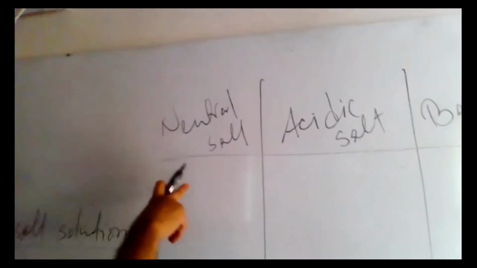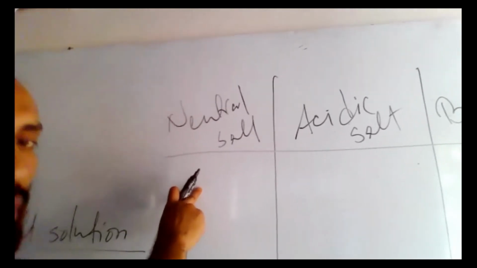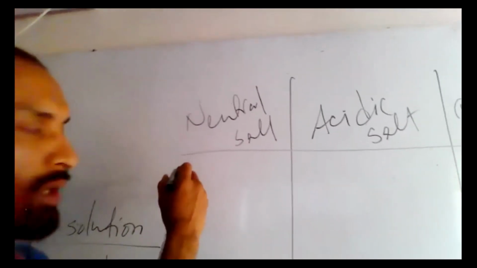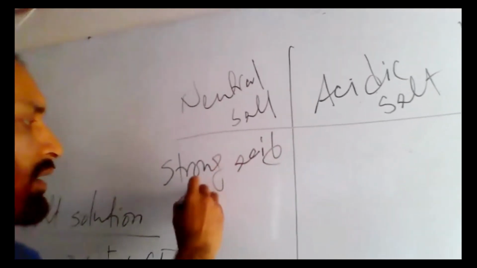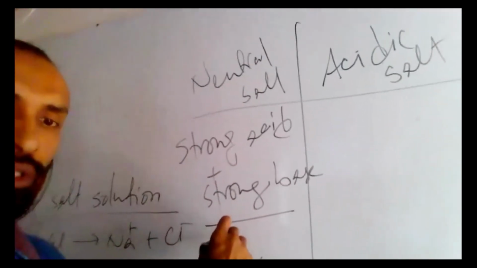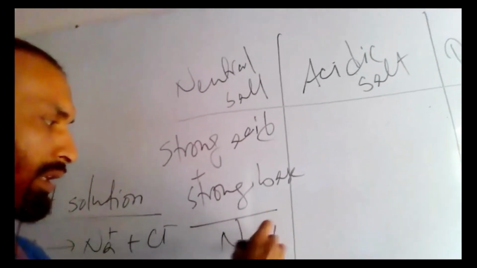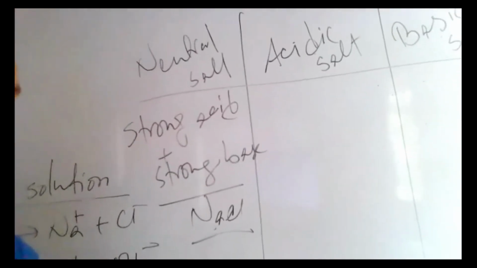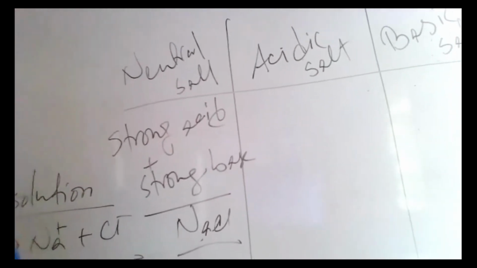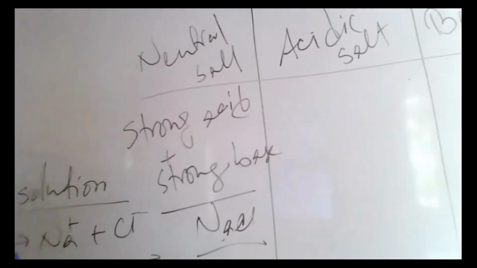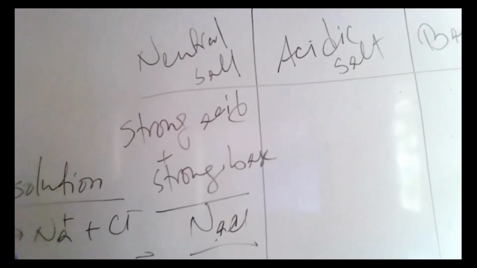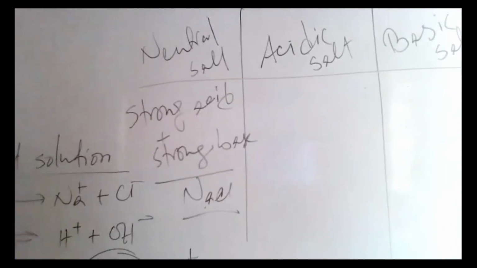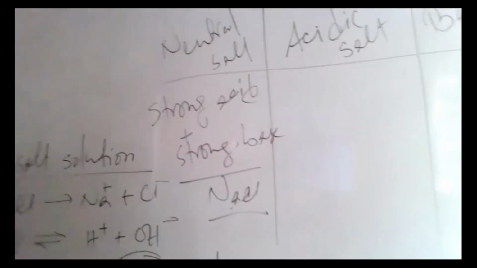Look carefully. When do you get a neutral salt? When the salt is made from a strong acid and a strong base. I gave you the example of sodium chloride. How is sodium chloride formed? From sodium hydroxide, which is a strong base, and hydrochloric acid, which is a strong acid. So this salt is formed from a strong acid and a strong base. So this would be neutral.